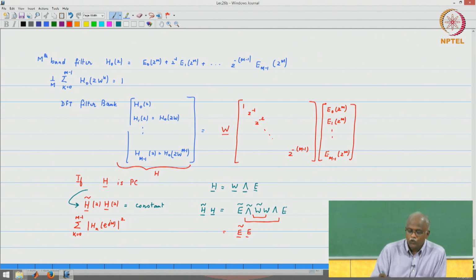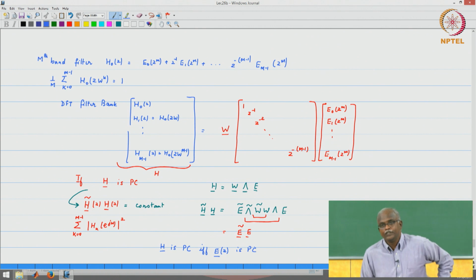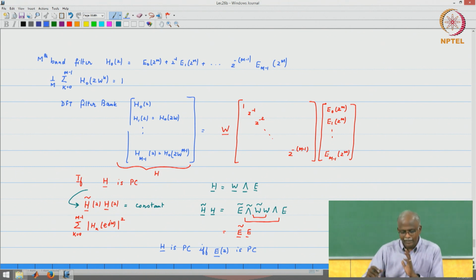Okay. So, there is an important result. H is power complementary if and only if E of z is power complementary. Now, this result comes into play in an intricate way in understanding the M channel case, not the 2 channel case. But what is very important for us is the last result that I will write down before we end today. There was a question?